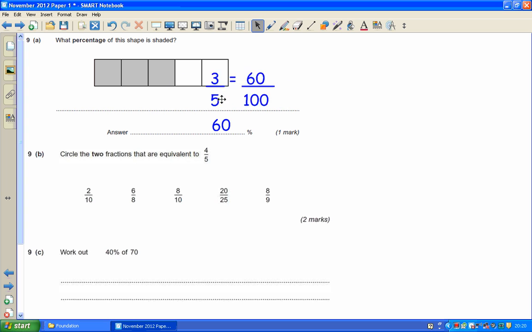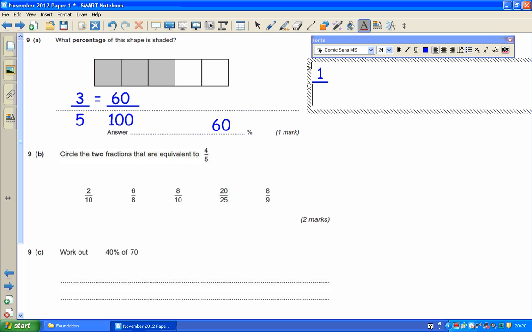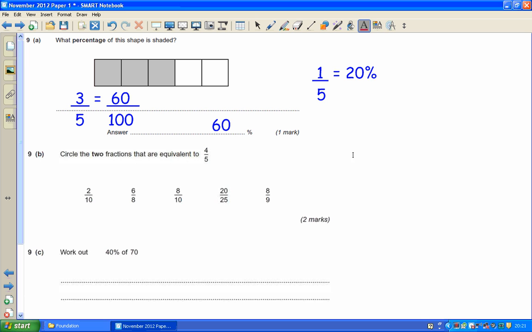And the other way you could do that is you could say you really should know that 1/5 is equal to 20%. And that's just a fraction that you should know as a percentage. So if 1/5 is 20%, then 3/5 is going to be 60%. Okay.